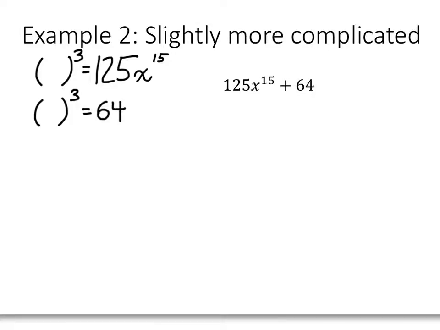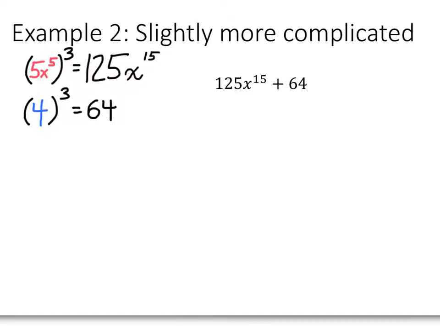So, we need to find something that when cubed equals 125x to the 15th, and something that when cubed equals 64. We can see that those expressions are 5x to the 5th and 4. Once again, notice that we're doing 5 to the 3rd, 5 times 5 times 5, and then to raise an exponent to another exponent, we're multiplying the exponents, so x to the 5th to the 3rd is x to the 15th.